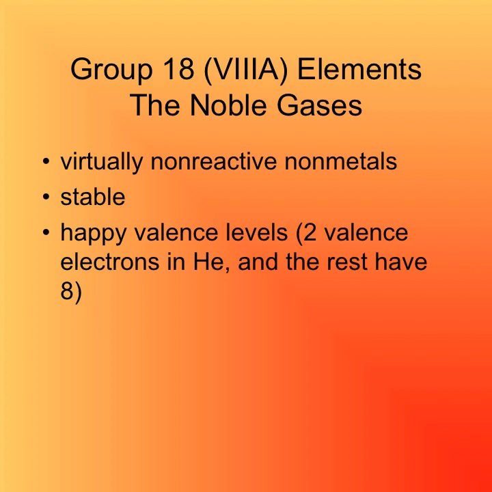They are stable because their outermost energy level is filled, helium having 2 valence electrons and neon down having 8 valence electrons. That means that they're happy. They don't want to react with anyone because they have the number of valence electrons that they want.